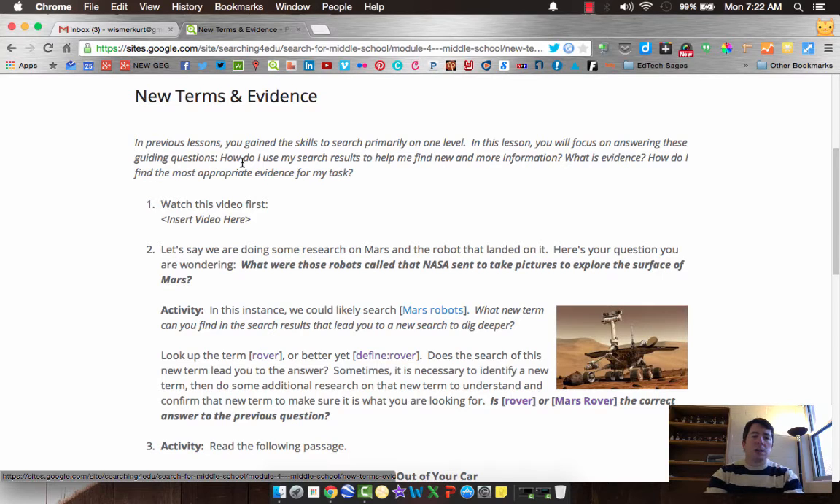So we're going to focus on some guiding questions in this process. How do I use my search results to help me find new and more information? What is evidence? So we want to understand what the concept of evidence is. And lastly, how do I find what's most appropriate evidence for my task?